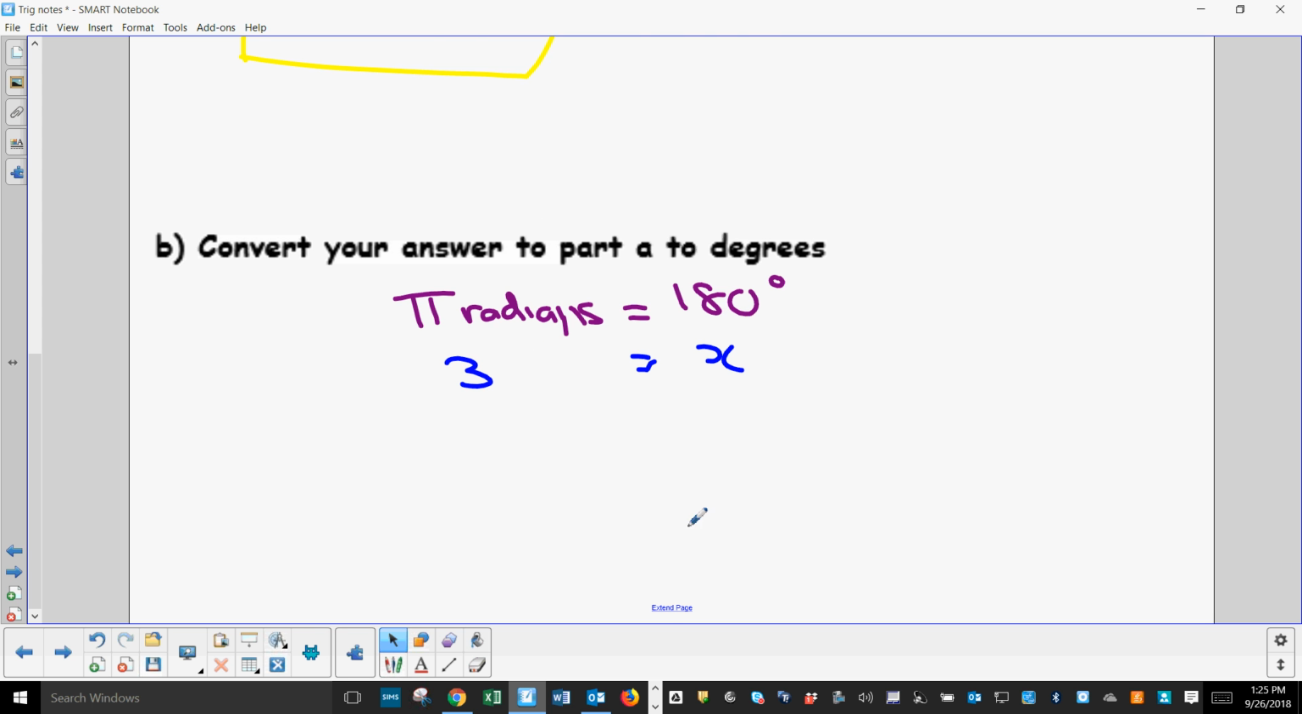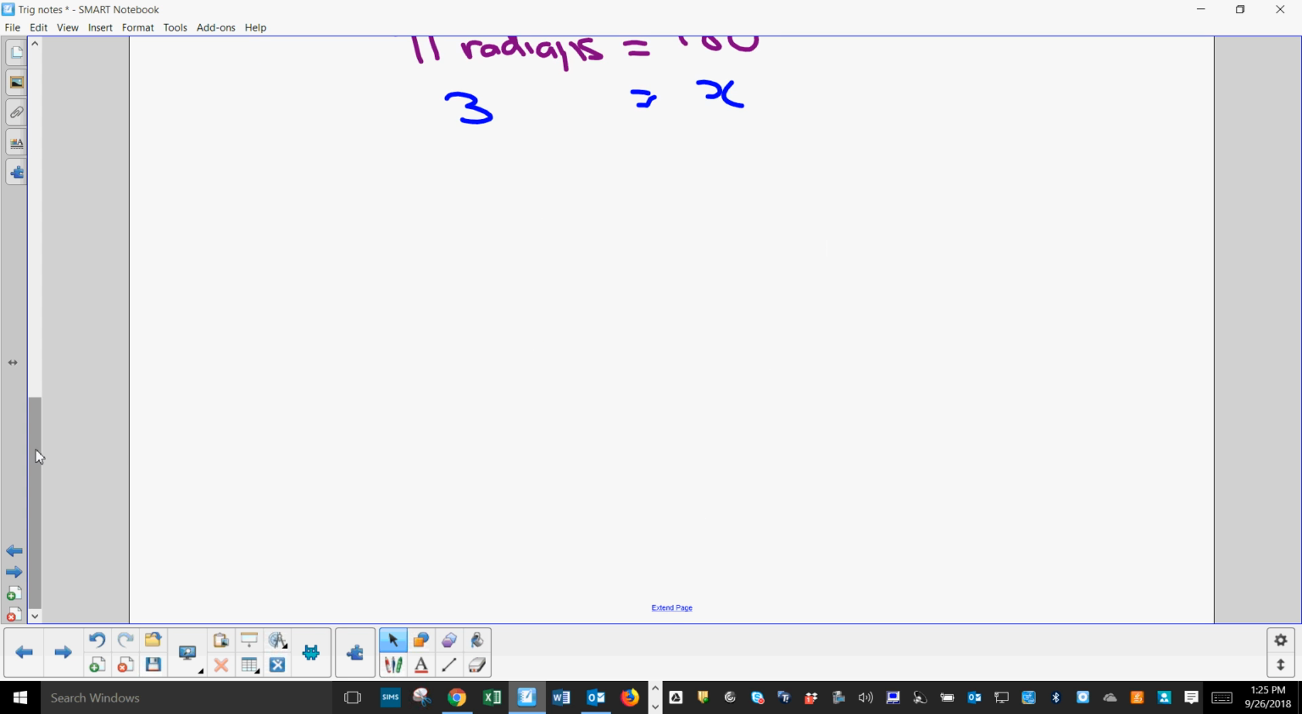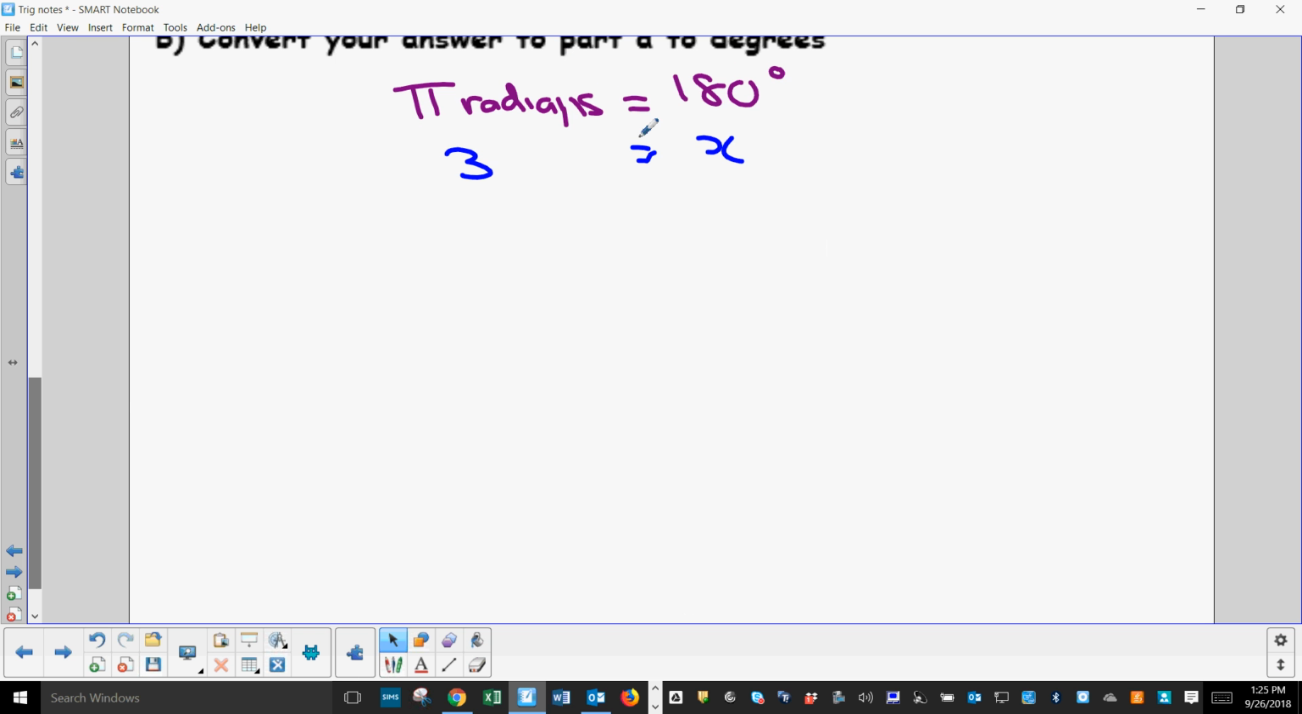You don't need to write radians because it just cancels out, but you could write radians there if you want. I just set it up like that. So pi over 3 equals 180 over x.